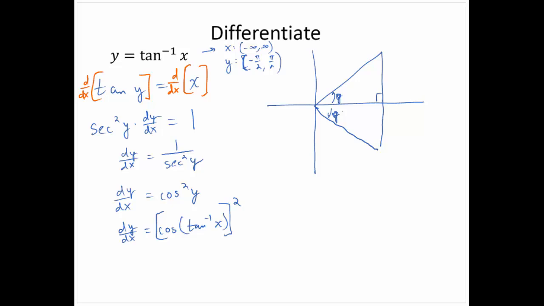Now, since it's tangent, I'm going to think of opposite over adjacent. So I would have the x here, and I would have the 1 there, which is the adjacent side to the angle. Now, solving for the hypotenuse, I'll just use c. c squared would equal 1 squared plus x squared, and so c would be the square root of 1 plus x squared.